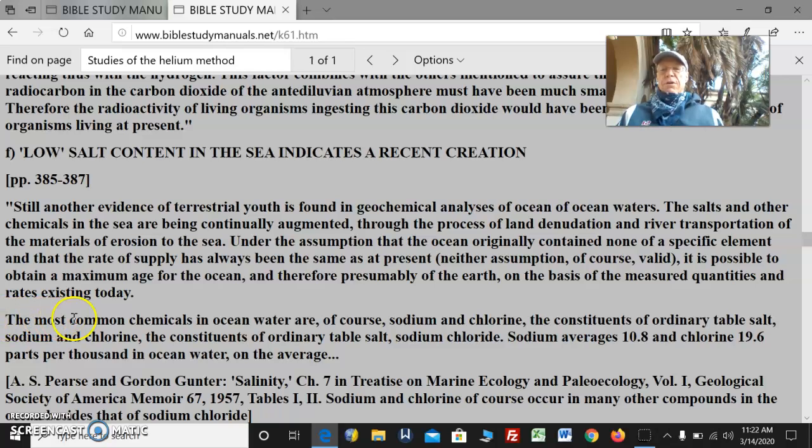The most common chemicals in ocean are, of course, sodium and chlorine. The constituents of ordinary table salt, sodium and chlorine. Sodium averages 10.8 and chlorine 19.6 parts per thousand in ocean water on the average.